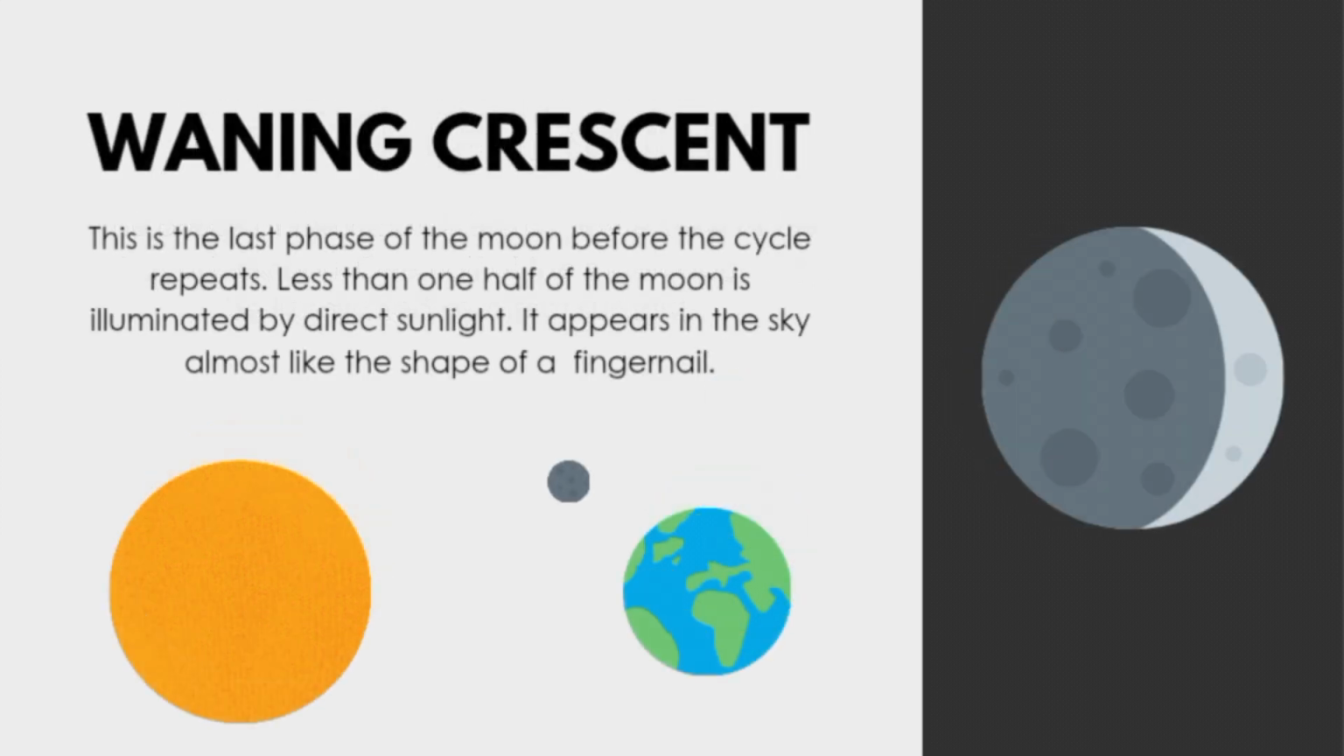And the last but not least is waning crescent. This is the last phase of the moon before the cycle repeats. Less than one half of the moon is illuminated by direct sunlight. It appears in the sky almost like the shape of a fingernail.